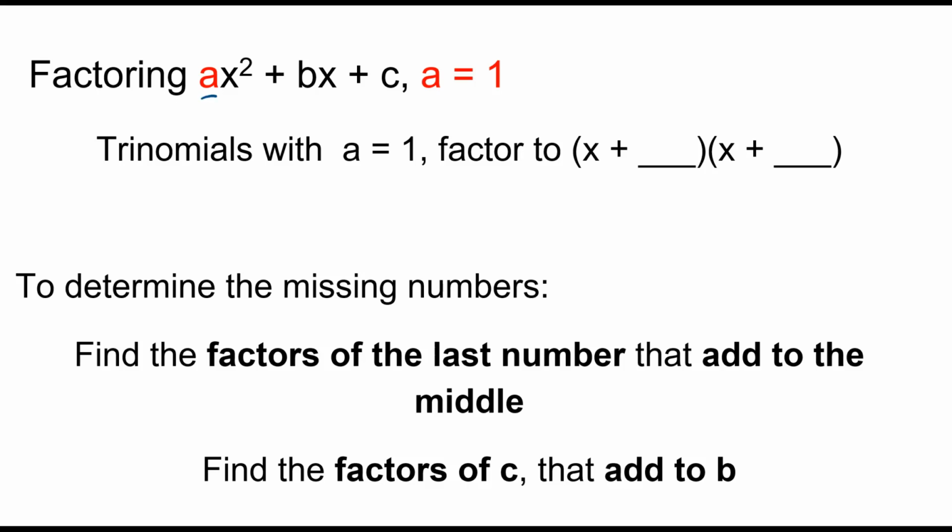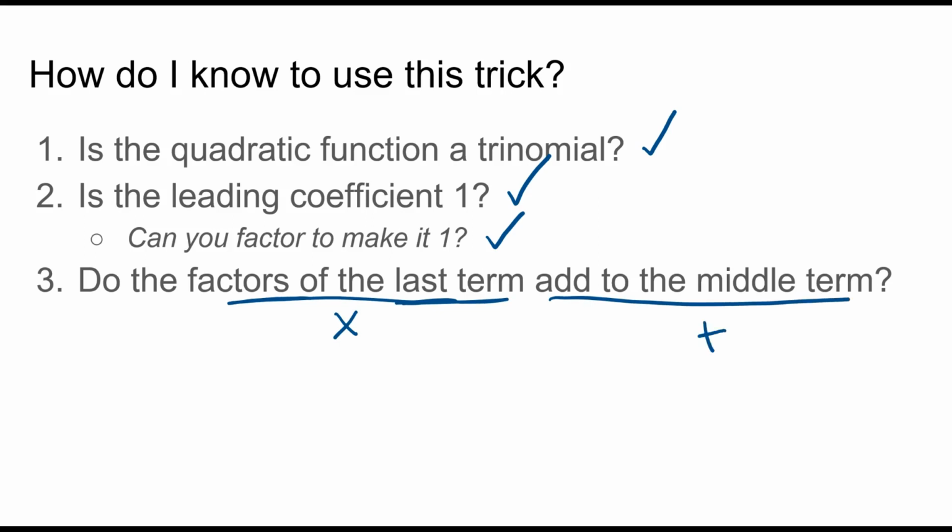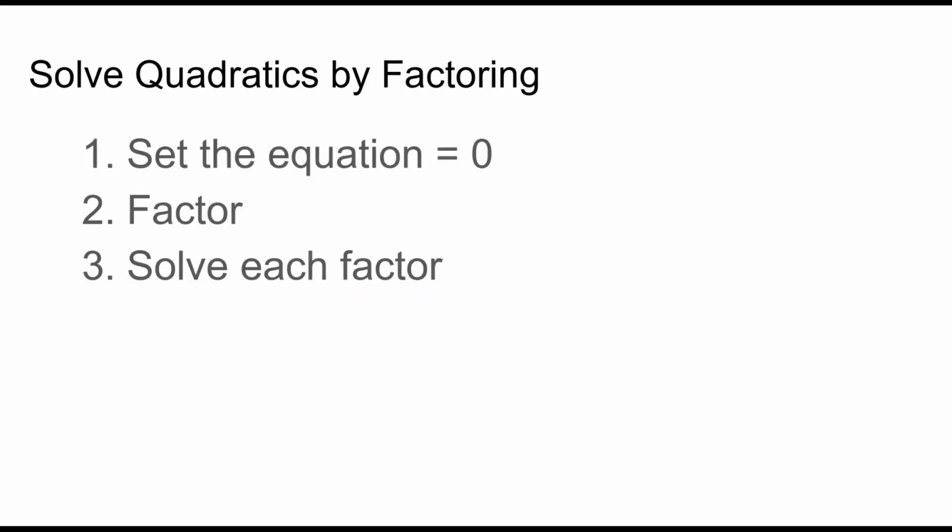So when we're factoring and the leading coefficient is 1, it will factor to x plus something, x plus something. And how we can figure these out is these two numbers will add to the middle number and multiply to the last number. So how do I know when I can do this trick? It needs to be a trinomial. The leading coefficient needs to be 1 or factor to be 1. We'll deal with that in a minute. And the factors of the last term, so it multiplies to the last term, need to add to the middle term. So we're going to set the equations equal to 0, factor, and then solve each factor.